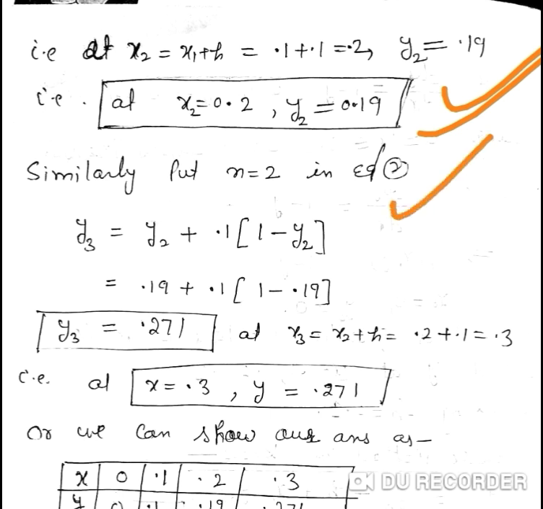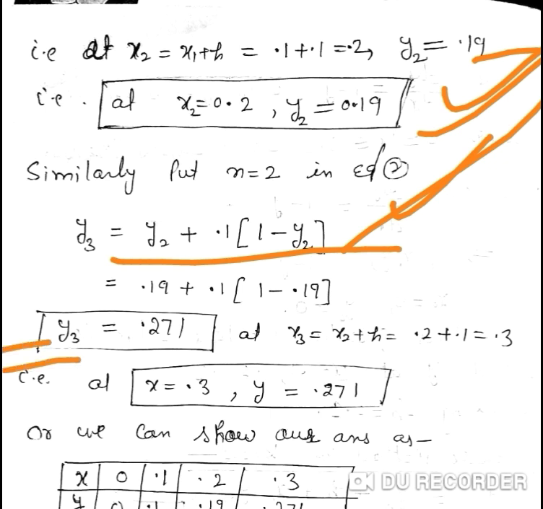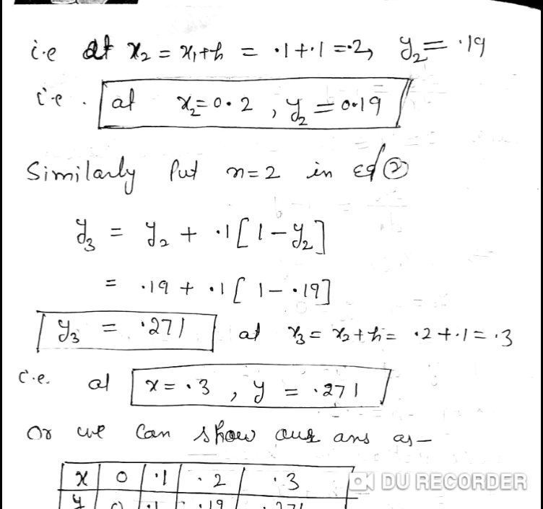सिमिलरली पुट n इज इक्वल टू 2, वी गेट y3, और y3 इज इक्वल टू y2 प्लस 0.1, 1 माइनस y2. ओके, ये आपकी y2 की वैल्यू थी. x2 क्वेश्चन के अंदर है ही नहीं, तो y2 की वैल्यू पुट करी, h की वैल्यू 0.1 पुट करी, सॉल्व करना, दिस इज y. इसका मीनिंग क्या हुआ कि ये आपकी x3 पर वैल्यू है, और x3 की वैल्यू क्या थी 0.3. दैट मीन्स व्हेन x इज इक्वल टू 0.3, y इज इक्वल टू 0.27.